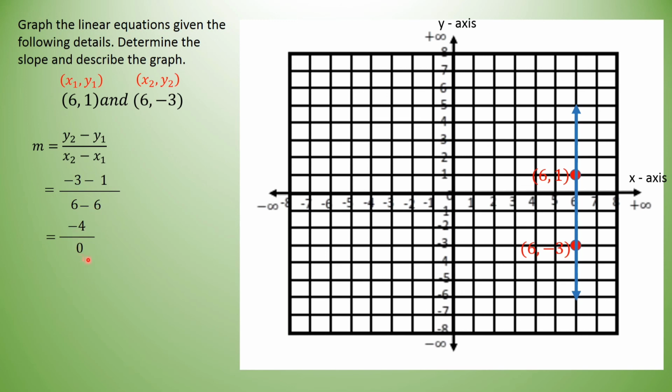So take note that if the denominator is 0, the final answer will be undefined. So our slope is undefined. Okay? So if we're going to describe the graph, it is a vertical line. So ibig sabihin, kapag pala meron tayong line which is vertical, our slope is undefined.